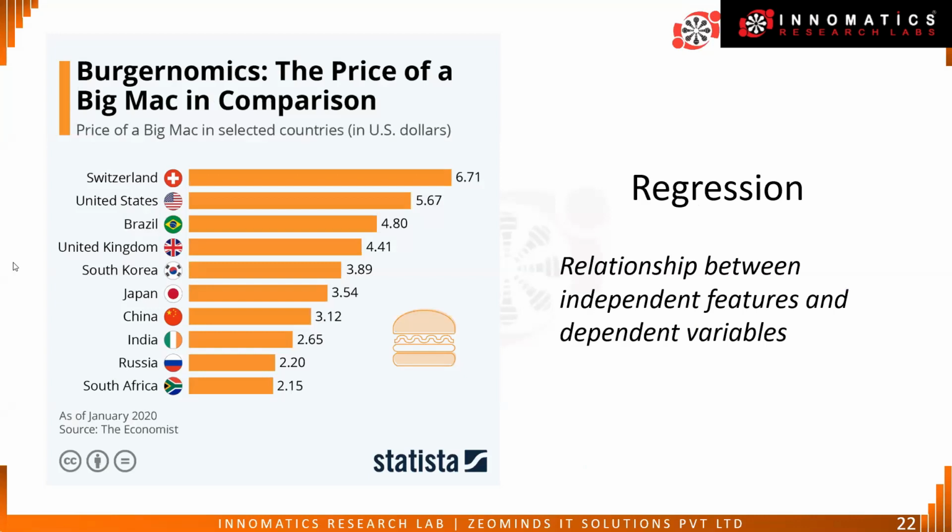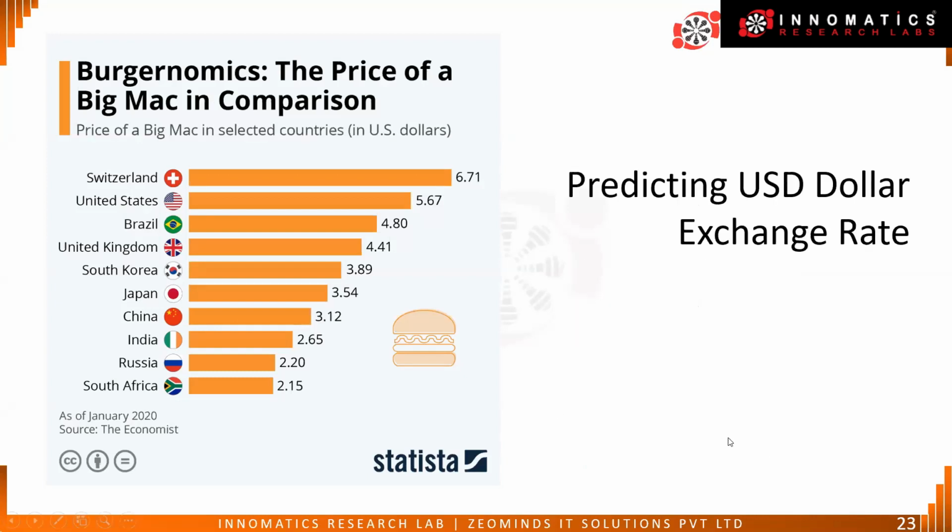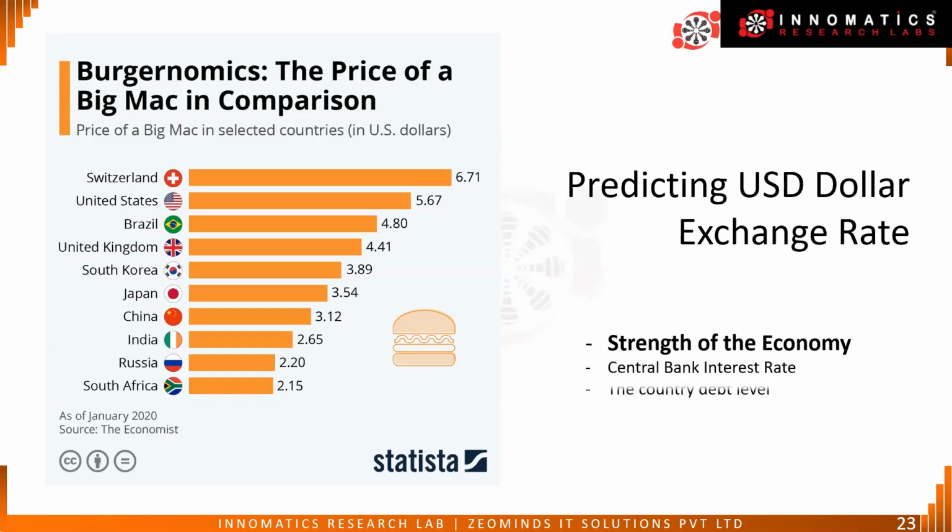Any idea, guys, how dollar price will vary? Okay, fine. See, so basically, the dollar price totally depends upon the economic condition of that particular country. Also GDP, you can take GDP or fiscal rate or something. It highly depends upon the GDP of that particular country, that is, the strength of the economy of that country, and also depends upon the central bank interest rate and country debt level and so on.